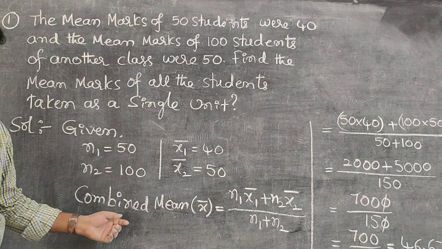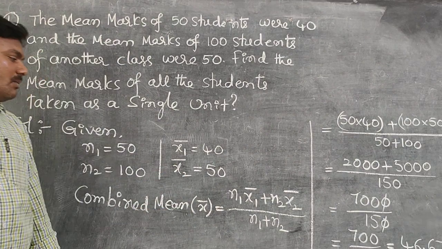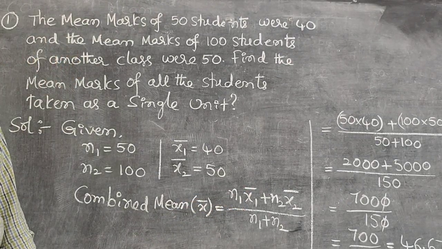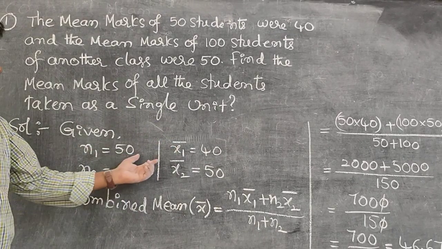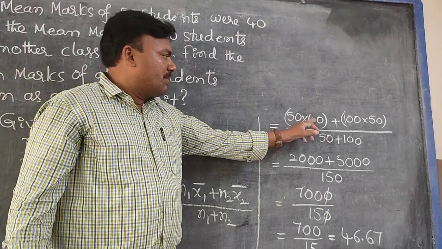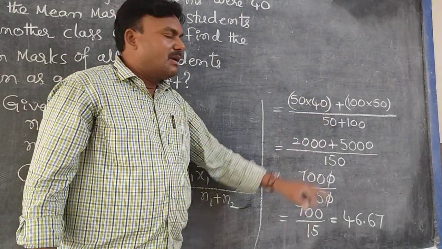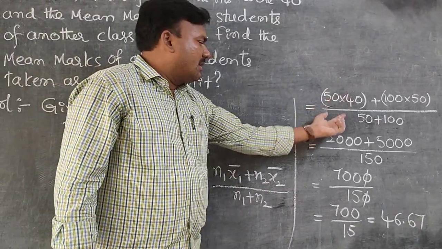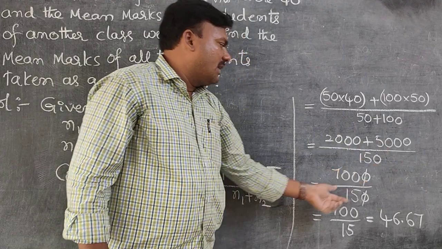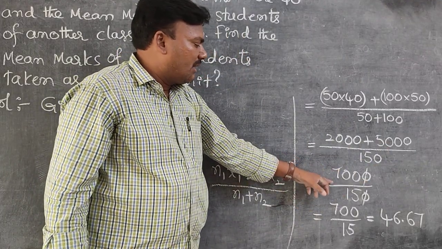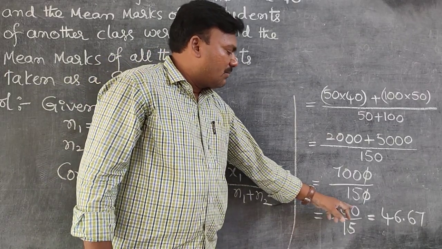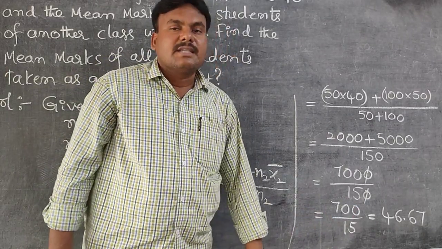Use the formula: combined mean x bar equal to n1 x1 bar plus n2 x2 bar by n1 plus n2. Applying these values: 50 into 40 plus 100 into 50 by 50 plus 100. The products are 2000 plus 5000 by 150, so finally 7000 by 150. Strike off the zero: 700 by 15, which is approximately 46.67.